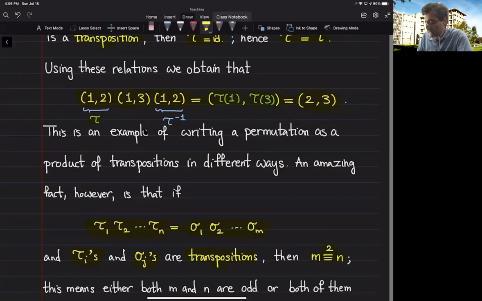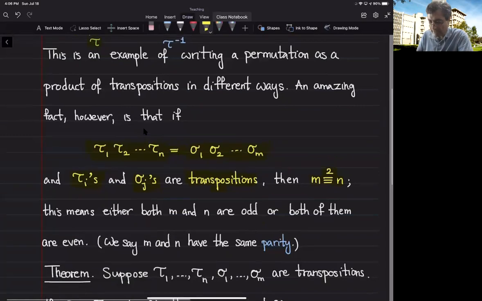If I write down a permutation as a product of transpositions in 2 different ways, then m should be congruent to n modulo 2. Alternatively, it means that either both m and n are odd or both of them are even. We simply say that m and n have the same parity.